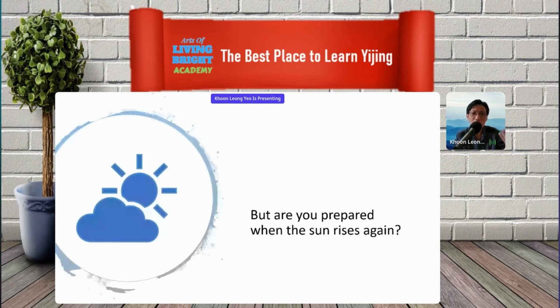But I Ching again comes in to say, are you prepared when the sun comes? If the Singapore government had not done what they did during COVID, pivoting people and businesses, retraining the people and things like that, when things are back to normal, we may not be able to catch up economically. But we are doing pretty well, because we have done what you need to do during the downtime.